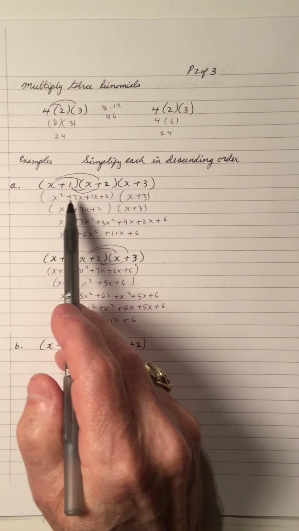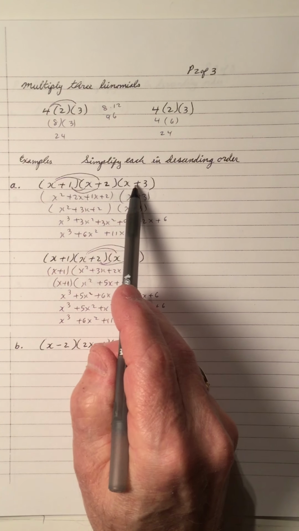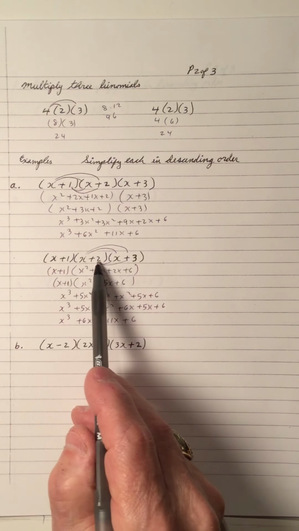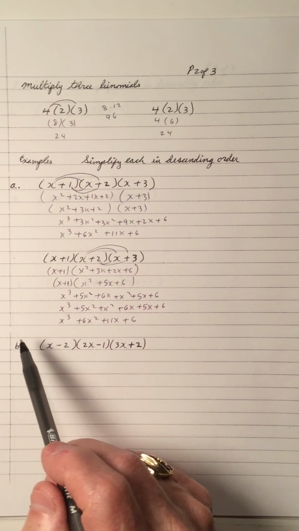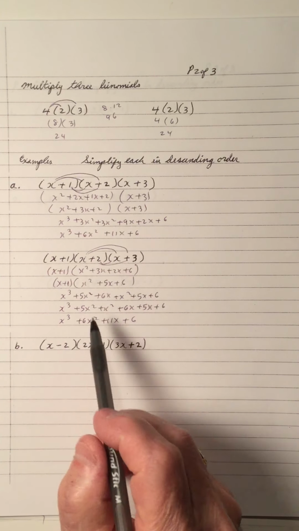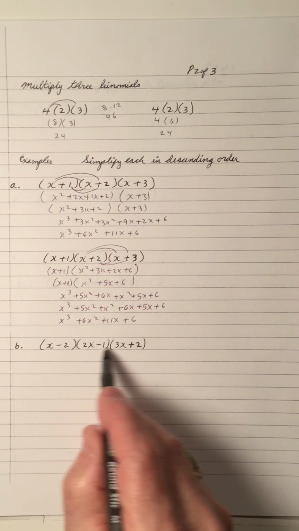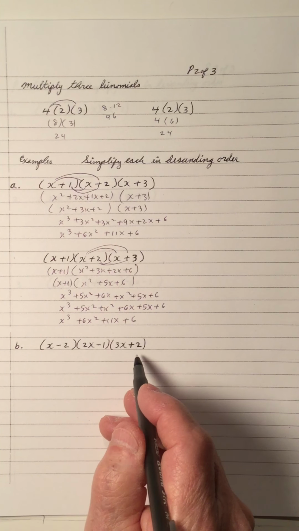It's your choice. Do you want to multiply these two first and then this one? Or do you want to multiply these two and then this one? So in a trinomial, it's your choice. And which way do I want to go?